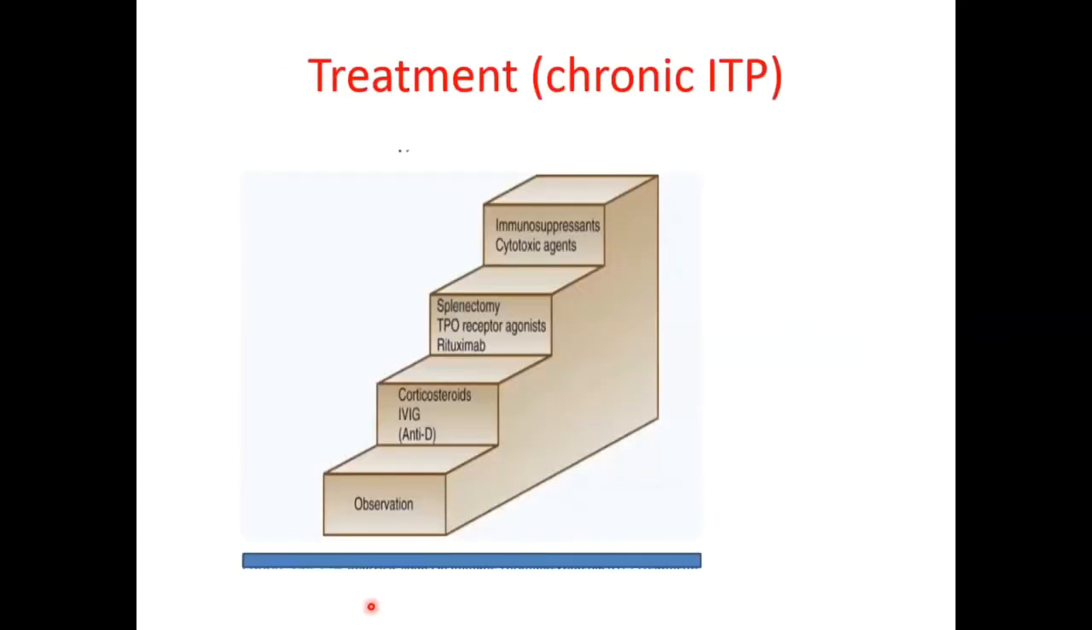Treatment in chronic ITP: again, if the child is not bleeding, we should observe, because we know that more than 50% of children will go into remission. If there is an acute episode of bleeding, then you should go for first line therapy, that is steroid, IVIG, or anti-D. If it is not responding to first line therapy and the child is bleeding with diminished quality of life, then you should go for second line therapy, that is rituximab, TPO receptor agonists, or splenectomy. And then third line is immunosuppressants and cytotoxic agents.